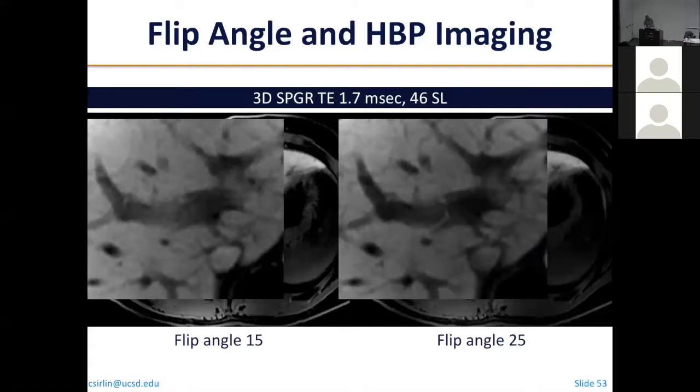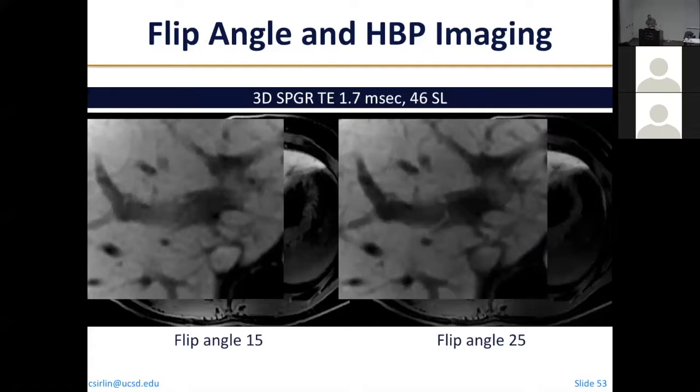But the other thing, with a higher flip angle, I don't know if you can appreciate this, but you can see the gadolinium in the bile duct better with a flip angle of 25 than a flip angle of 15. So the teaching point here is that higher flip angles have more T1 weighting. In this case, we see the gadolinium in the bile duct better with a flip angle of 25 than we do with a flip angle of 15.